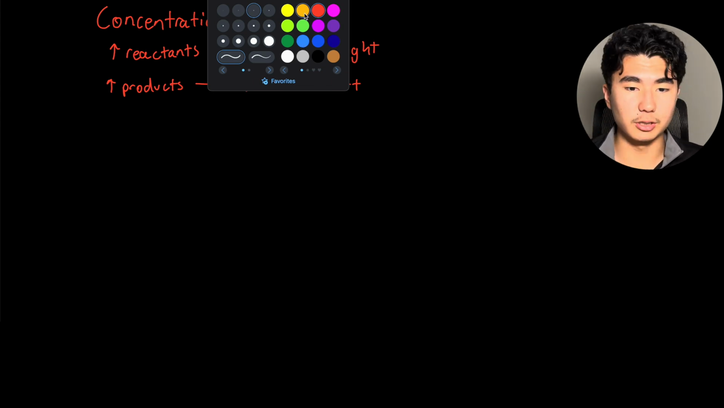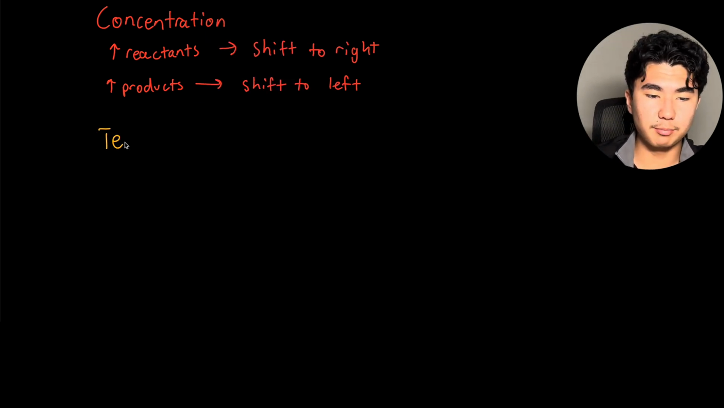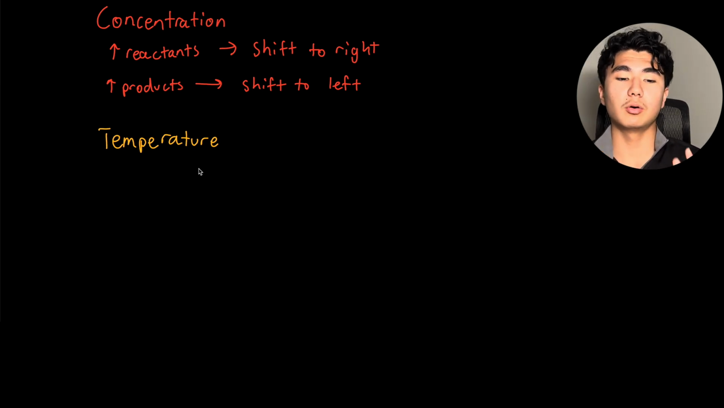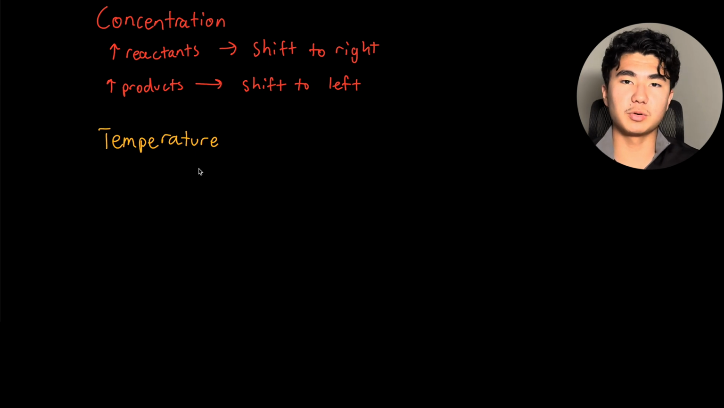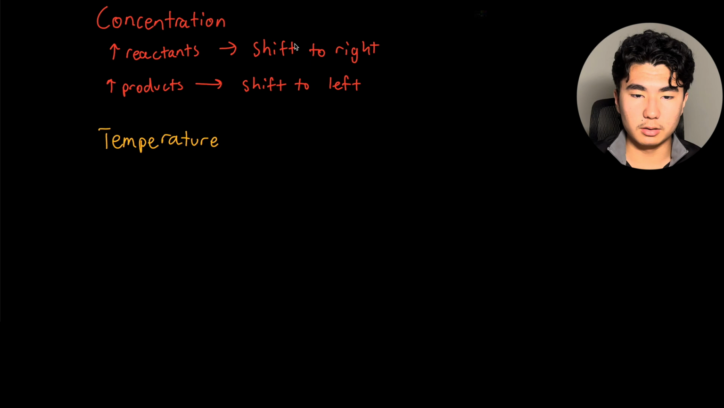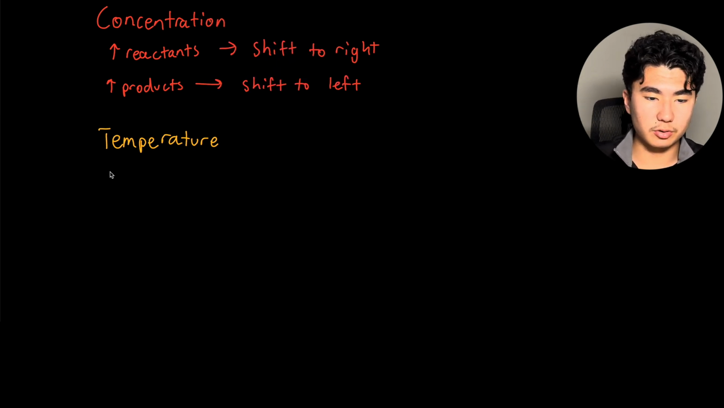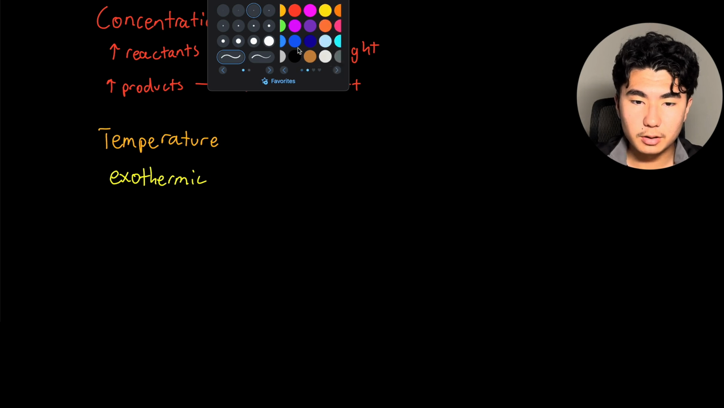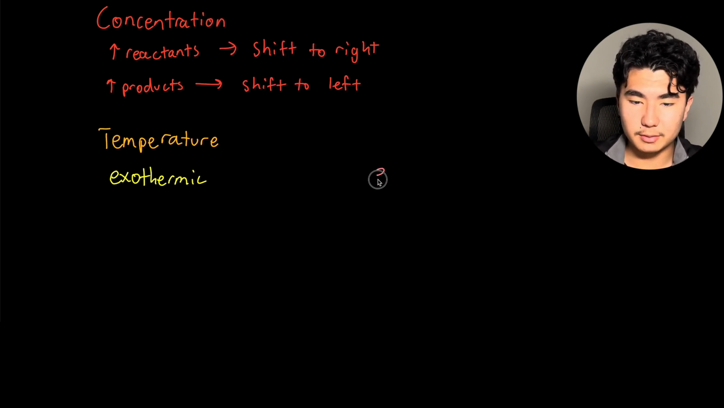Now, that's for concentration. So let's talk about temperature. How does temperature affect the reaction? Well, the only way a reaction responds to temperature is if it's exothermic or endothermic. So let's have different colors here. I'll just say exothermic, and I'll do this one, endothermic.